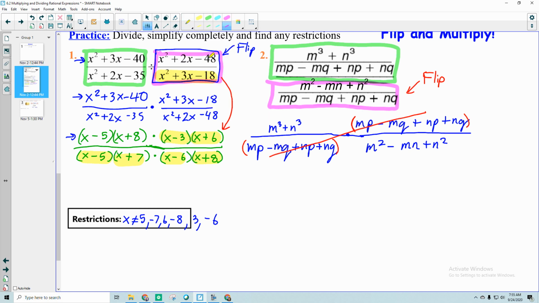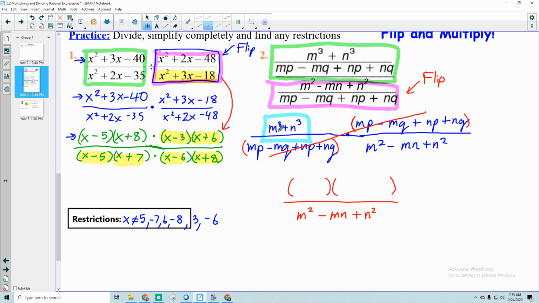So hopefully you were able to recognize that this m cubed plus n cubed is in the format of a sum of cubes, right? So this is going to factor into a binomial multiplied by a trinomial, this part right here. So that's all that's left up in the numerator. And then in the denominator, I actually can't factor this any further. So I'm just going to leave this as m squared minus mn plus n squared.